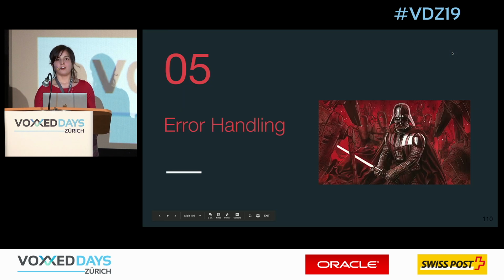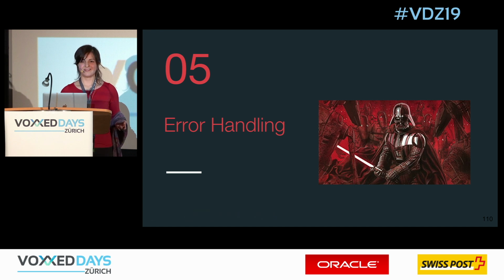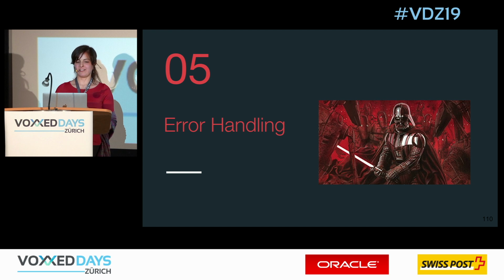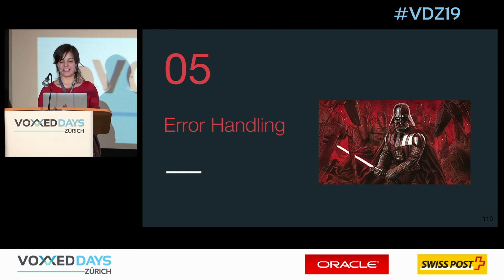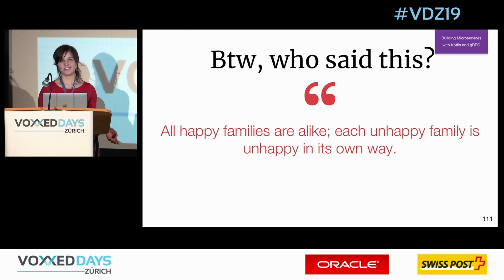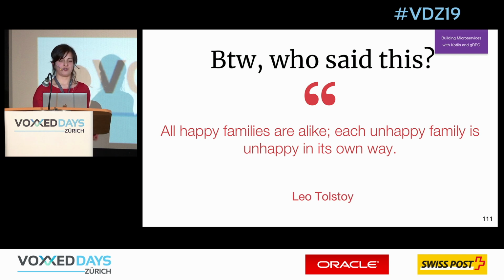And proceed. Please raise your hand if you are writing code without errors. I guess nobody really writes code without errors, so we need to do error handling somehow. And all happy families are alike, and each unhappy family is unhappy in its own way. By the way, who said this? It was Leo Tolstoy, a really cool writer. If you haven't read him, you should.